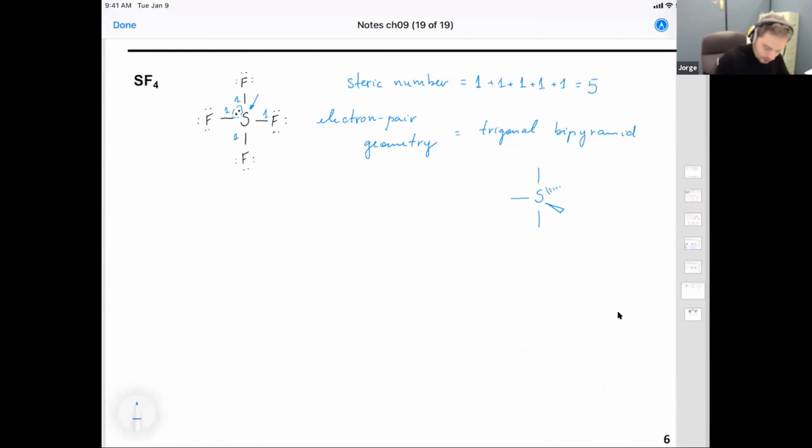Okay, so now that we have the electron pair geometry, the next step is to determine the molecular geometry. Again, you can use the table. In this case, we have steric number equals 5. However, we have one non-bonding pair, one lone pair. Therefore, the most stable molecular geometry is the one that has fluorine, fluorine, another fluorine over here, and another one over here, okay? So we have the non-bonding pair right in this position here.